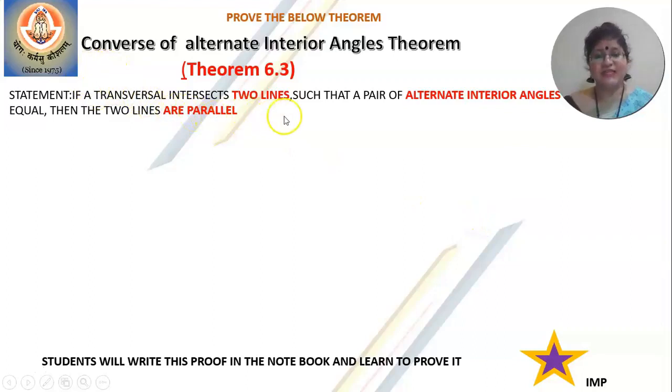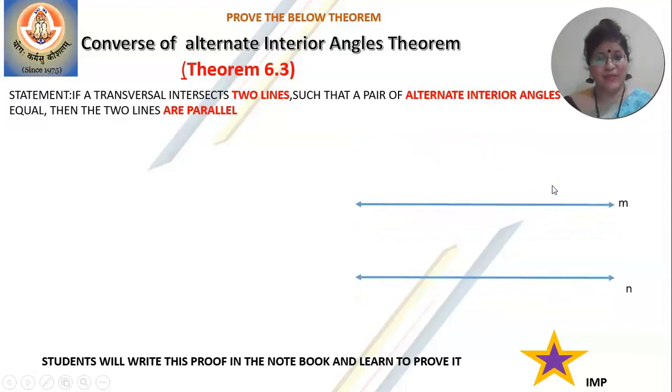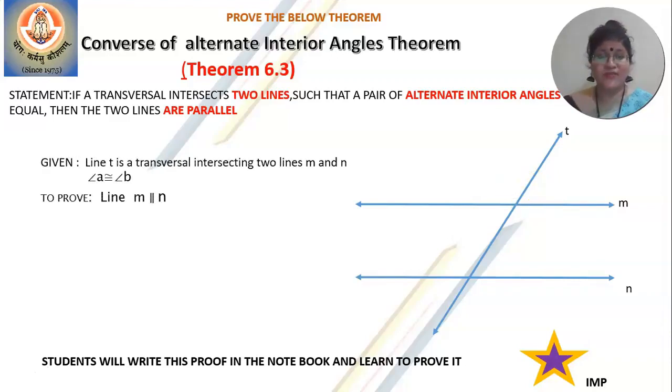If a transversal intersects two lines, so let us take two lines M and N, and let us take one transversal T which is intersecting these two lines M and N, such that if a pair of alternate interior angles is equal, then the two lines are parallel. So what is given? T is a transversal intersecting two lines M and N, and A is congruent to B. So where do you think will be the position of A and B in this diagram?